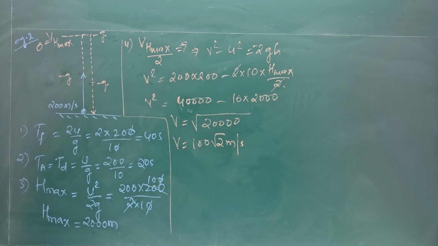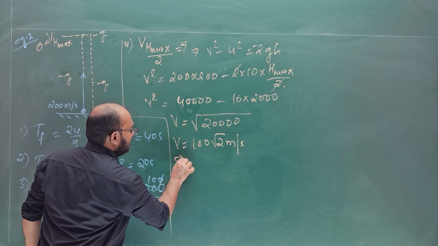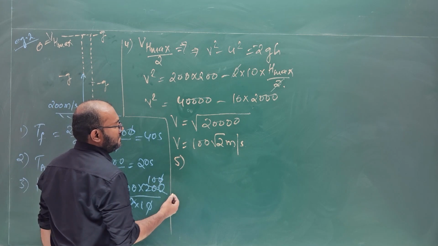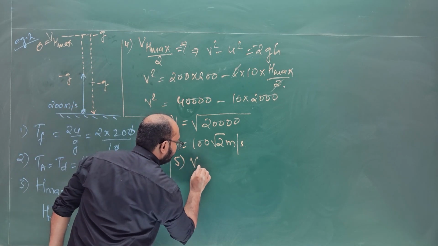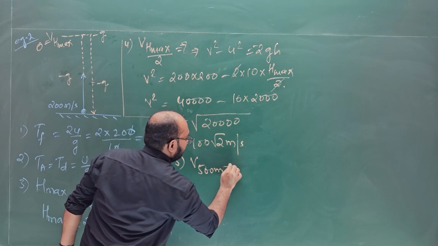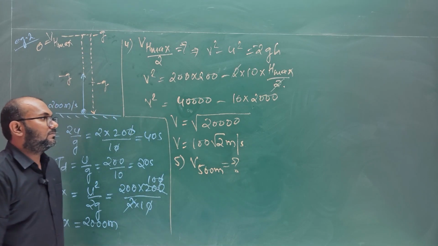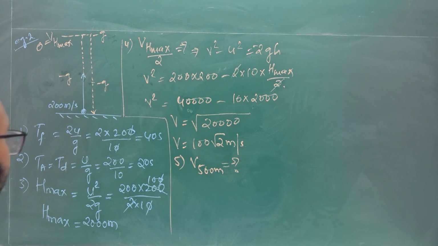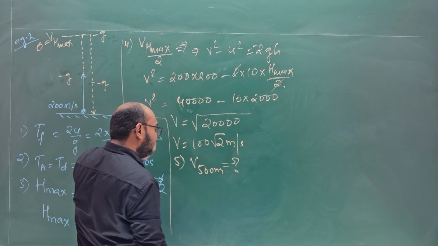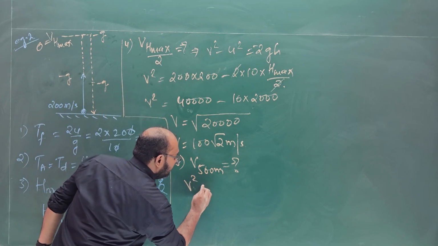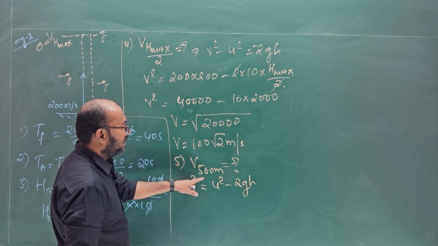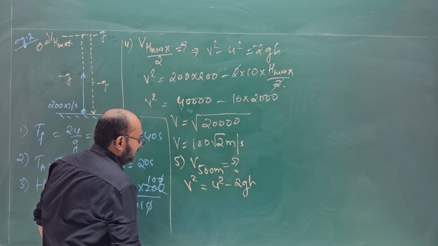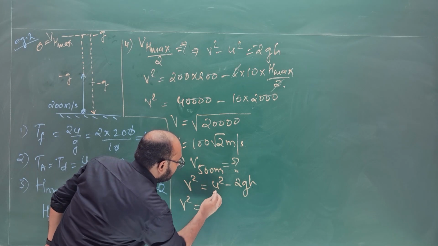Okay. Similarly, calculate velocity at 500. Velocity at 500 is equals to how much? Come on. Okay, shall I? So can I use again v square is equals to u square minus 2gh. This time h value is given, what? 500 meters.